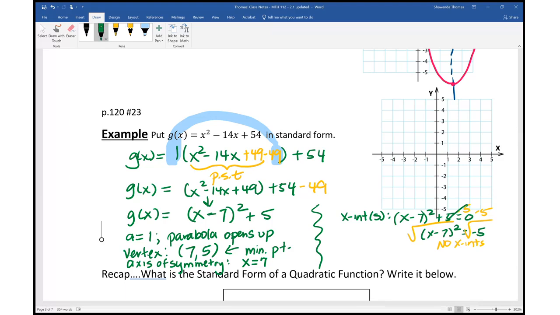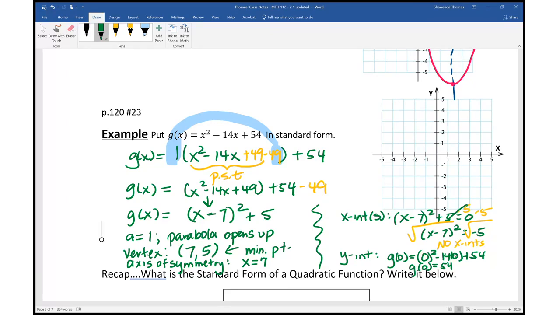Now, what about the y-intercept? I like using the general form. So I'm going to plug in a 0 into the general form. 0 squared minus 14 times 0 plus 54. And our y-intercept is 0, 54.